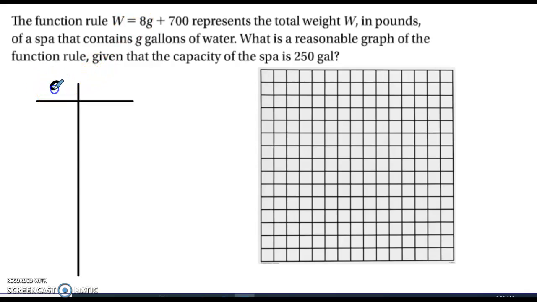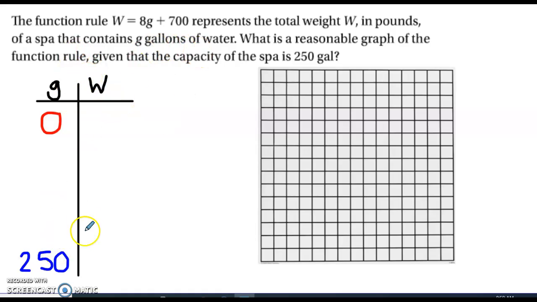So based on the gallons, that's our independent, we're going to figure out what the weight is, which would be our dependent. So thinking of numbers I could plug in, the least amount of gallons I could put in a spa would be 0, right? I can't put in negative gallons into a spa. That doesn't make any sense. The most that I could plug into this spa, the capacity is 250. So the biggest is going to be 250.